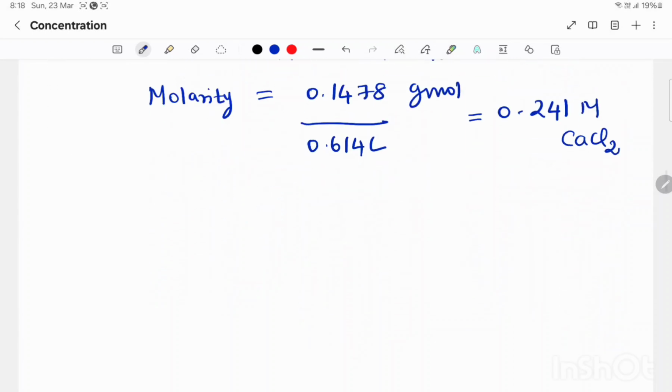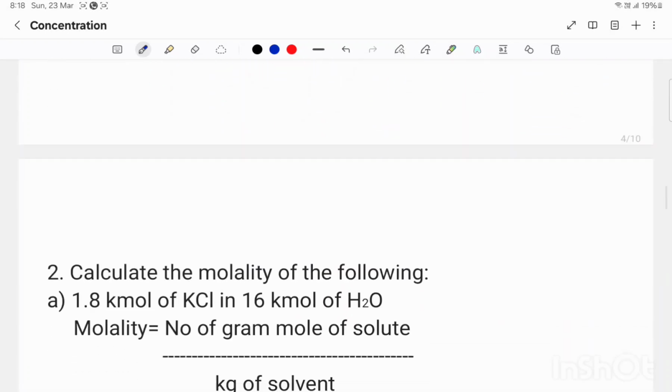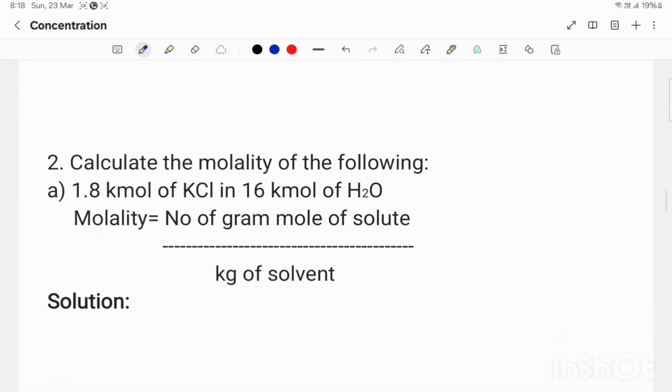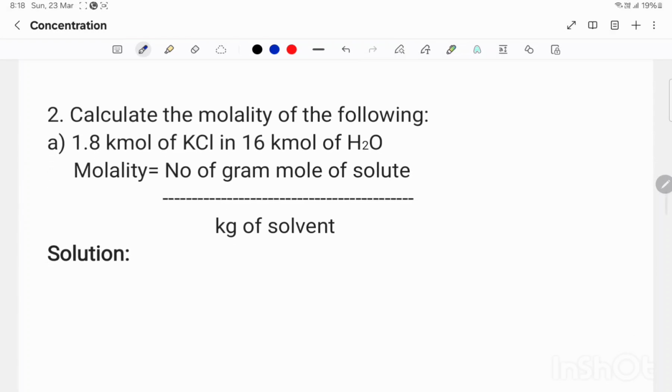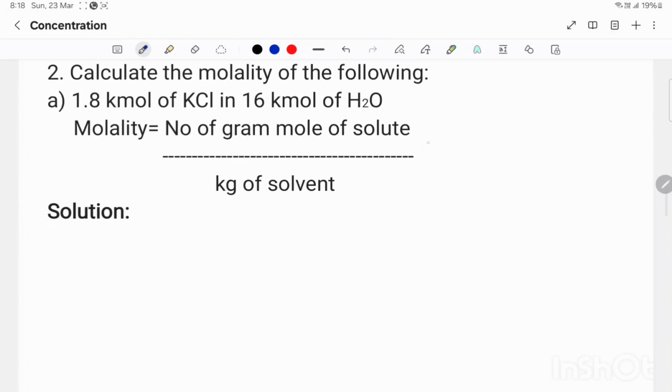So next, let us solve some problems based on molality. First problem in molality: calculate the molality of 1.8 kilomole of KCl in 16 kilomole of water. We know the molality formula is number of gram mole of solute by kg of solvent. First, let us write down the given data in the problem.